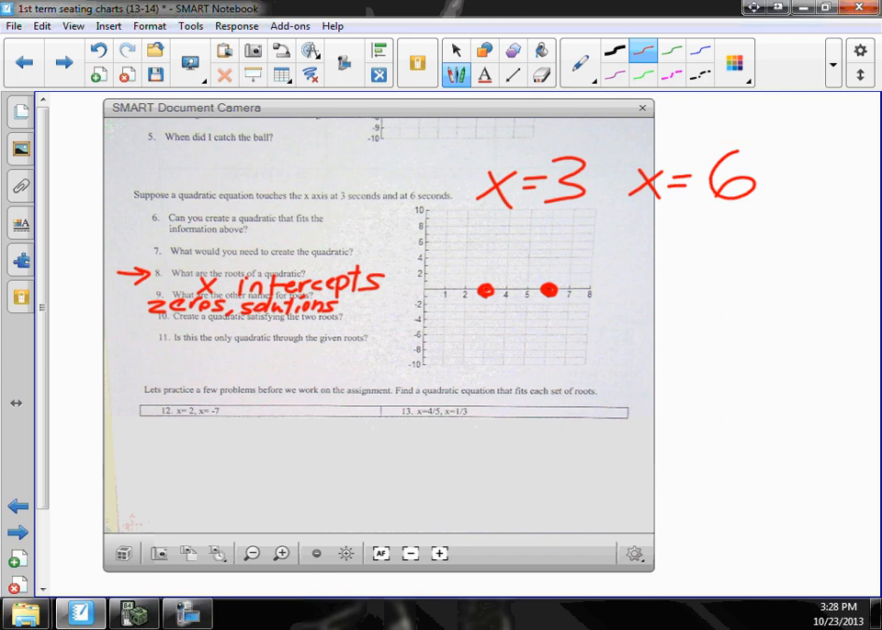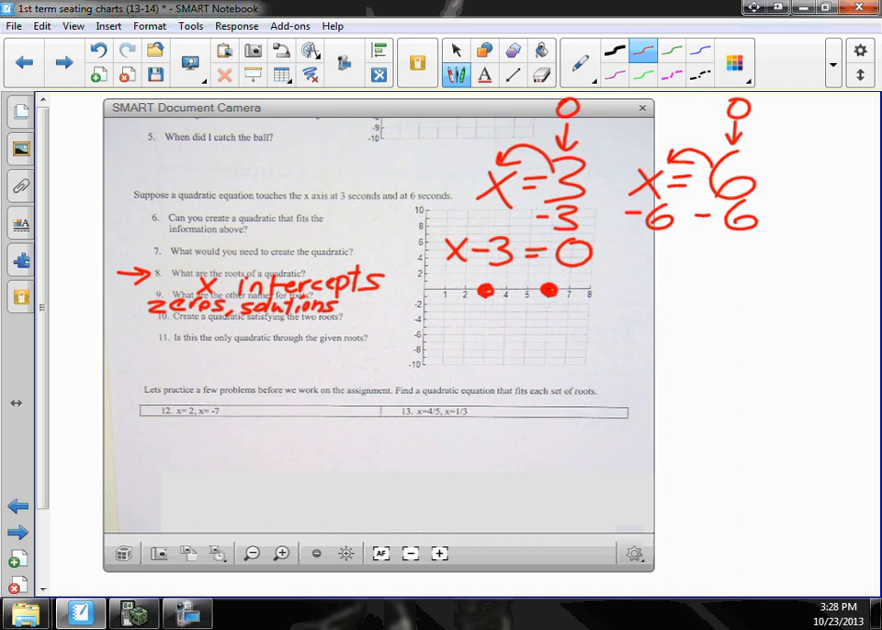What I want to do is take those roots and set them equal to 0. So I want this number to be a 0, and I want this number to be a 0. So in order to do that, I'm going to move the 3 over, and I'm going to move the 6 over. Well, the only way to turn a 3 into a 0 is by subtracting 3. So I get x minus 3 equals 0. On the other side, subtract 6, and I get x minus 6 equals 0.